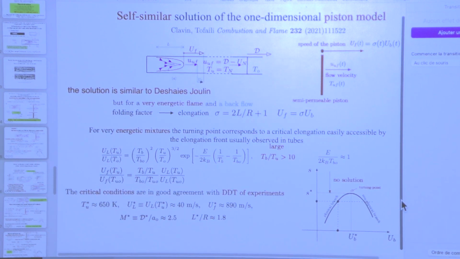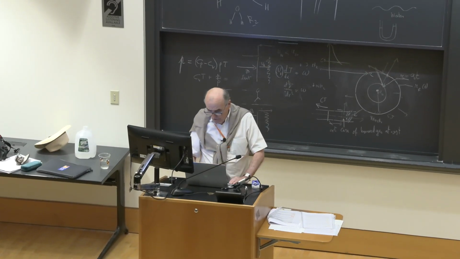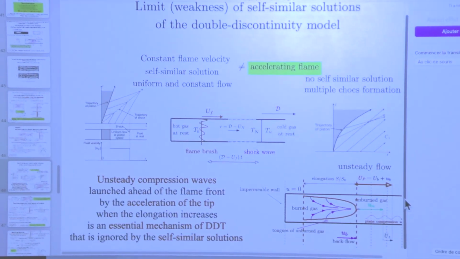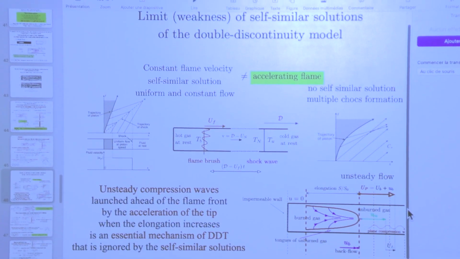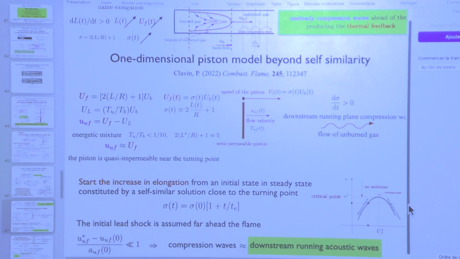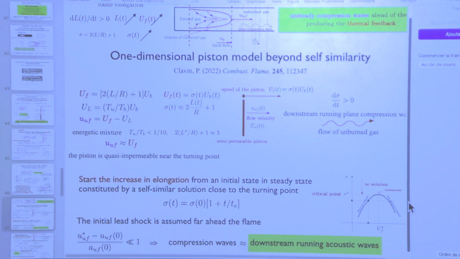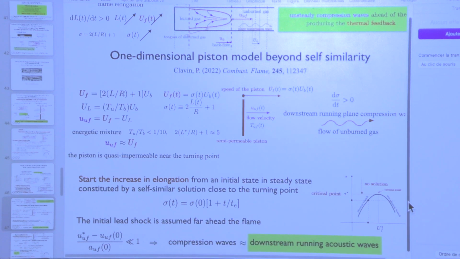So what happens if there is no steady-state solution? You say, okay, if there is no steady state, we should have an unsteady solution. You know, the steady-state solution does not exist, but an unsteady one should exist. This is a weakness of the approach. Now, what I develop is the one-dimensional piston model beyond self-similarity.